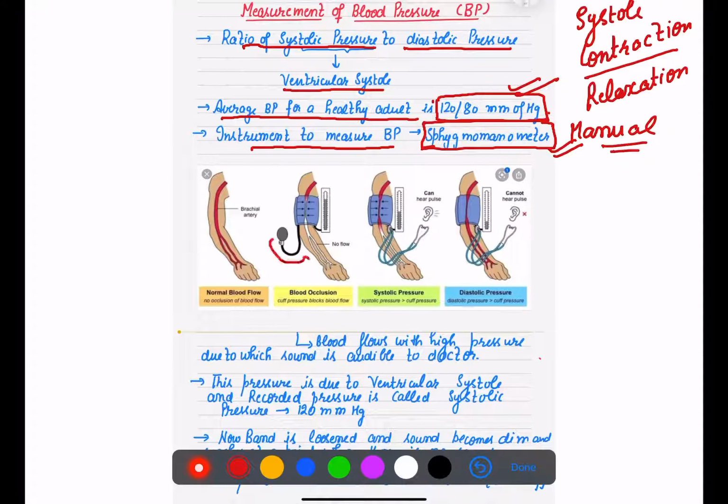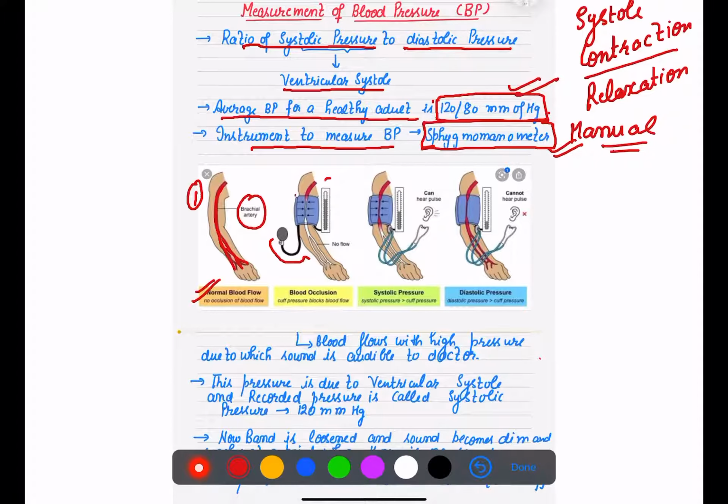This is how a sphygmomanometer looks, with a band and a stethoscope, right? Here you can see, just look at the first position. In this, that is a normal blood flow, right? That is an artery, this is the brachial artery, and here normal blood is flowing. So this is a normal blood flow.